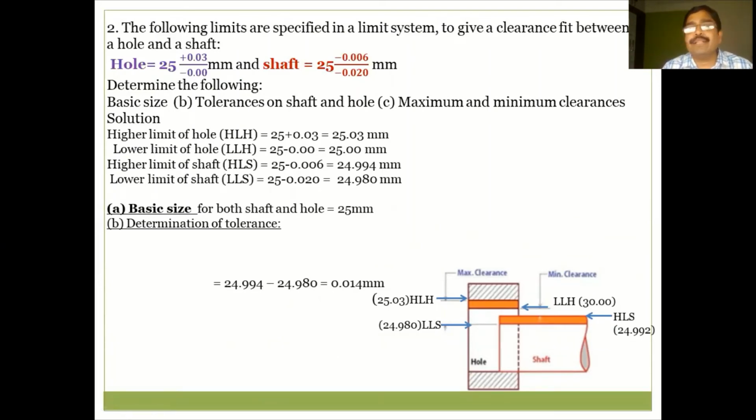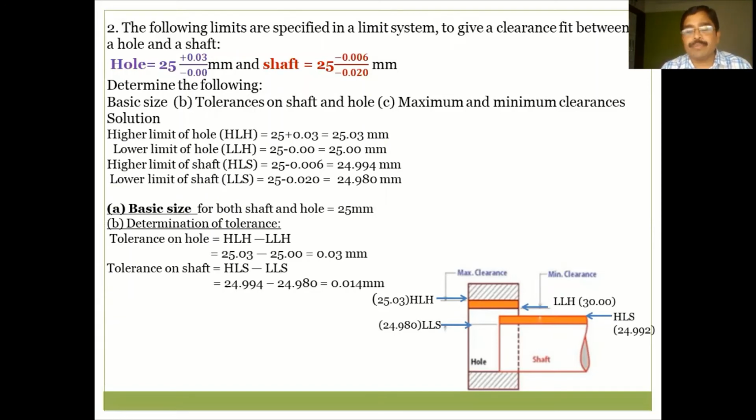Then determine the tolerance. Again, it's very easy. When you're calculating the tolerance, tolerance is nothing but the higher limit minus lower limit. So how much is the higher limit in our case for the hole? That is 25.03, and the lower limit of the hole is 25, so the difference will be 0.03 mm. In the same way, I can calculate the tolerance on the shaft, that is the higher limit of the shaft minus the lower limit of the shaft. So the values we know, and the difference of that will give you 0.014 mm.